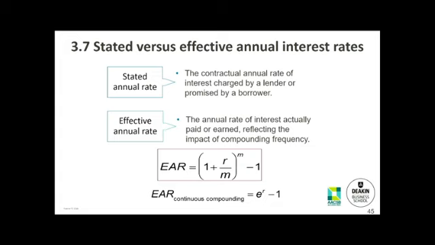How it looks and how to work it out. EAR, your effective annual rate, equals 1 plus your stated annual rate R, so R is the stated annual rate, divided by M, where M is the number of compounding periods, monthly, quarterly, fortnightly, to the power of M, minus 1. It is an annual rate. An annual rate that reflects your true interest payments. Any questions up to this stage?